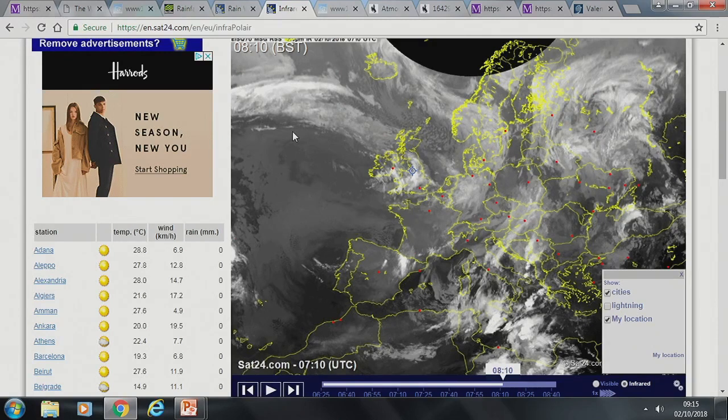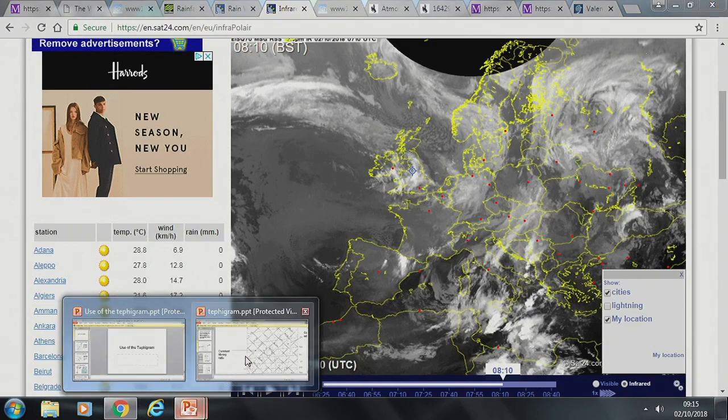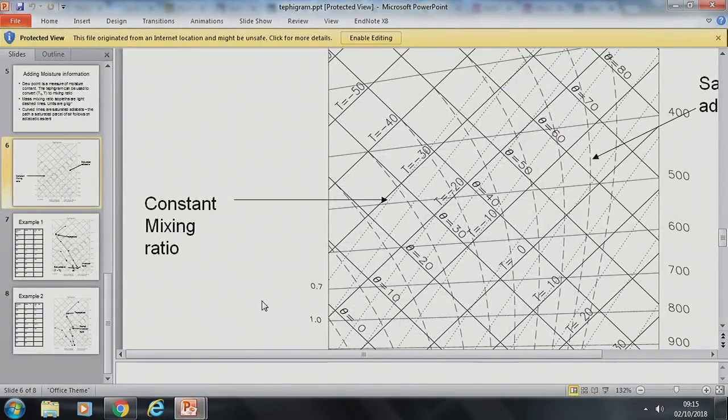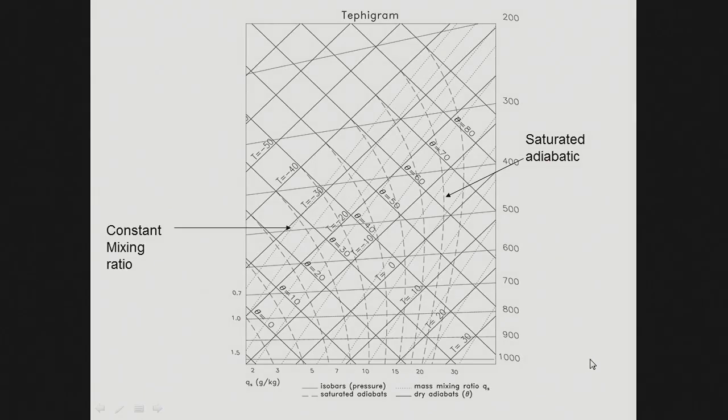Okay, so to tephigrams then. So just to remind ourselves where we got to yesterday. Okay, so I finished off with this yesterday. So this is a picture, this is a tephigram, and it has a lot of lines on it. Remember, there are 5 different kinds of line on these plots.